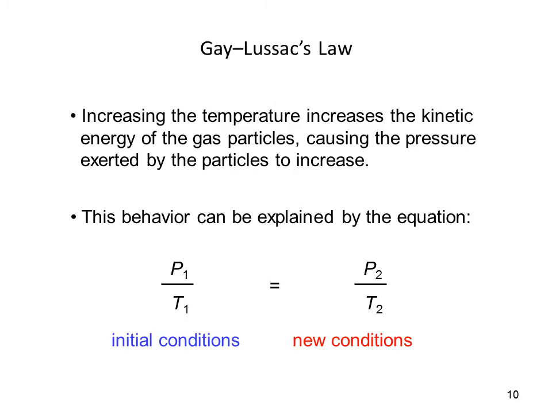We can express it in an easier way to look at it as initial pressure over initial temperature is equal to final pressure over final temperature, or we can say, again, pressure divided by temperature is a constant. This means if I double my temperature and my volume is held constant, then my pressure will double.